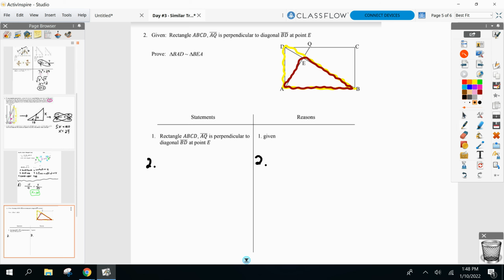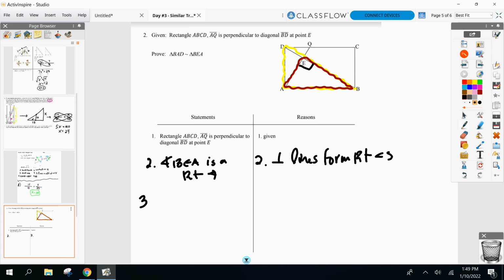Unbelievable. Go ahead. BEA is a right angle. Yes, BEA is a right angle. How do you know? Perpendicular lines form right angles. And notice I'm not going to put the other right angle in here because it's a right angle for a different reason than perpendicular lines form right angles. All right, that is a right angle.